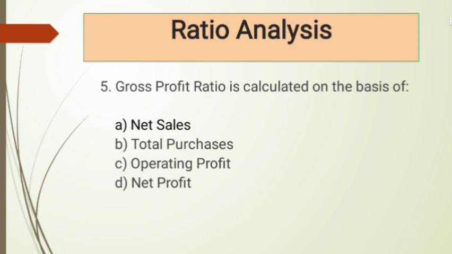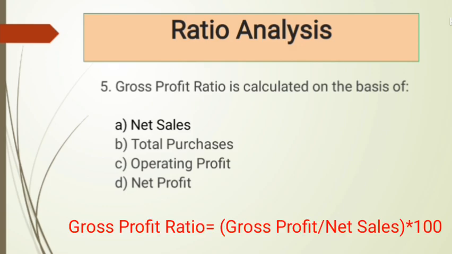Fifth, gross profit ratio is calculated on the basis of, so formula of gross profit ratio is gross profit divided by net sales into 100, and gross profit arises directly from the sales activity and gives correct relationship between sales and direct cost of goods sold, and that is why gross profit ratio is calculated on the basis of net sales.